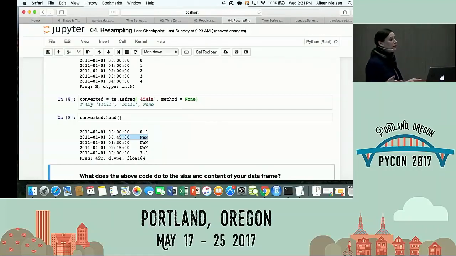When might this be useful? Maybe you want to join with some other time-based data, but you want to know either the actual value or that you had nothing, right? So all of these are legitimate ways to fill your resampled time series depending on what you want to know.